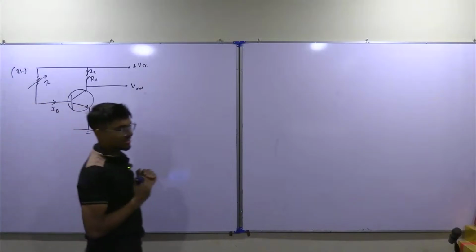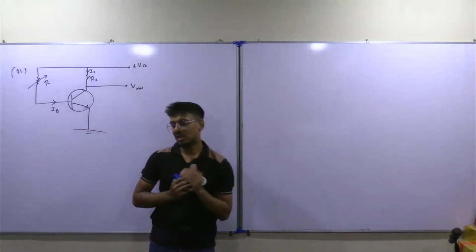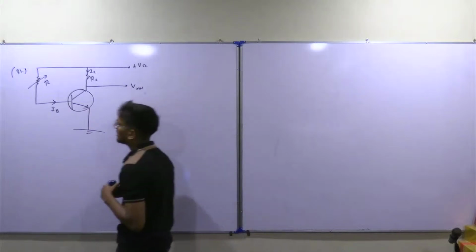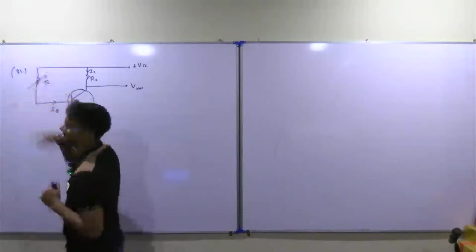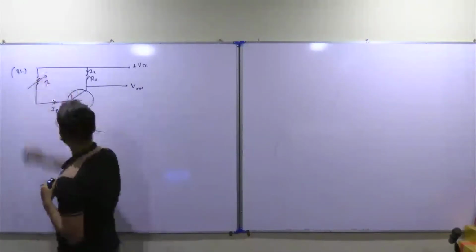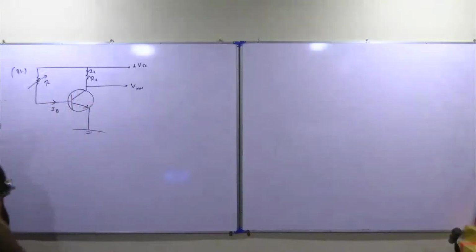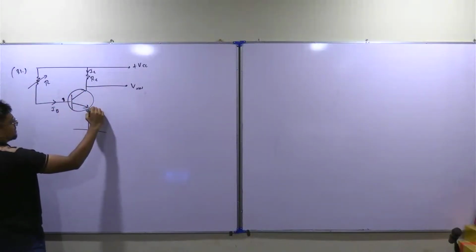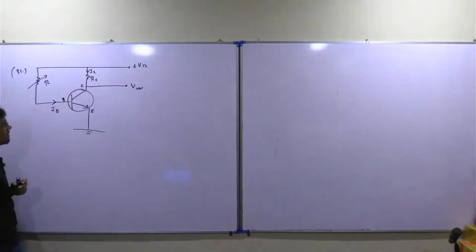Now this variable resistor is at its maximum value. When the variable resistance is maximum, they have given that this is in the active region. Now we are going to decrease this up to 0. First, what are the things that you can write? This is base, this is emitter and this is collector.